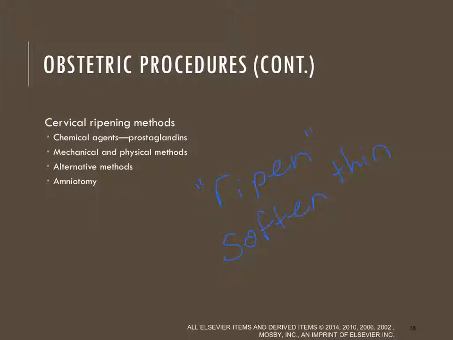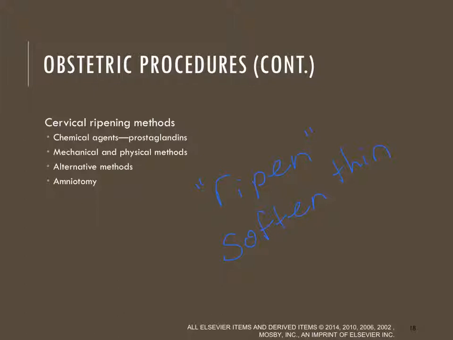So the Bishop score is used because if you have, for example, a score of 8 or more, that means your cervix is soft, it's 50% or more effaced, and it's dilated 2 centimeters. And also the presenting part is engaged. So more likely, that means your induction is going to be pretty successful. So the Bishop score is used to assess the actual ripeness of the cervix and to see if the medications will be effective in doing their job.